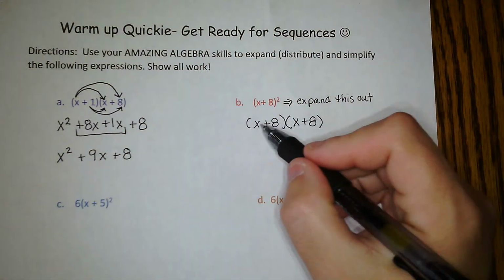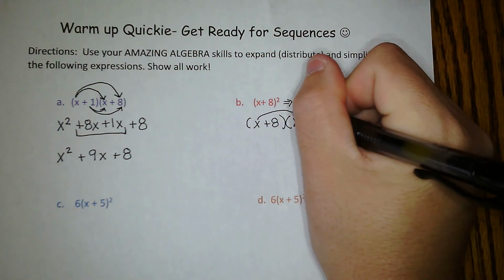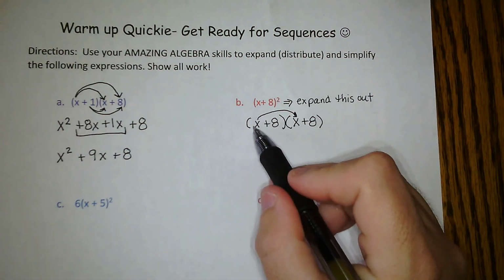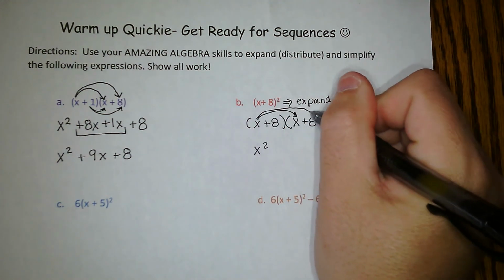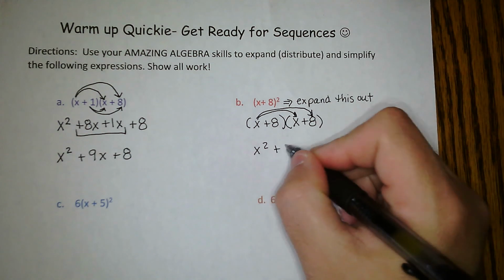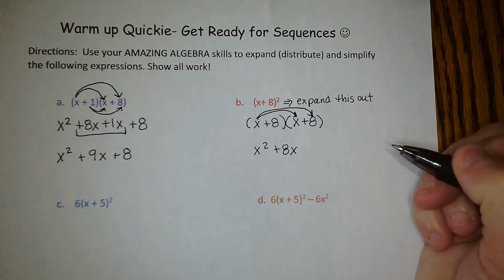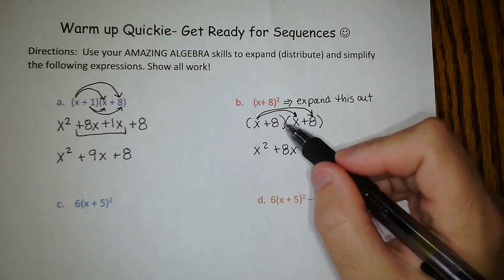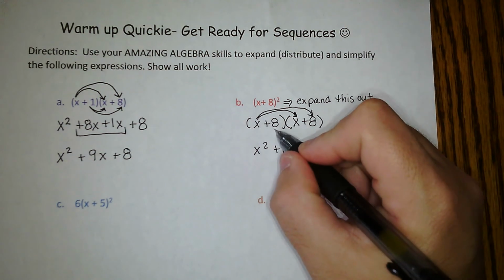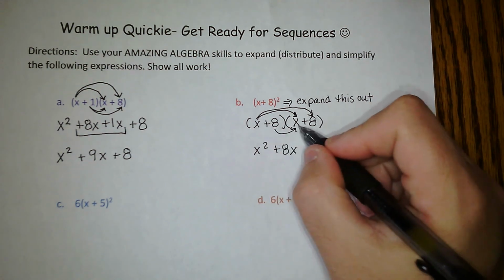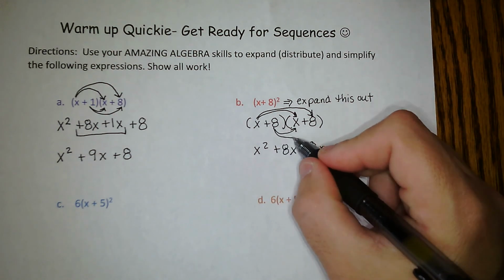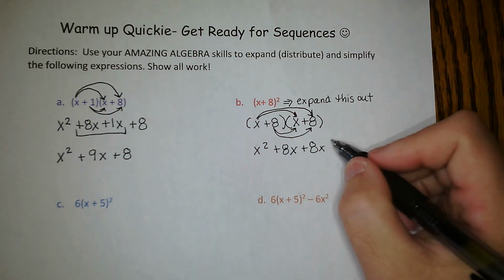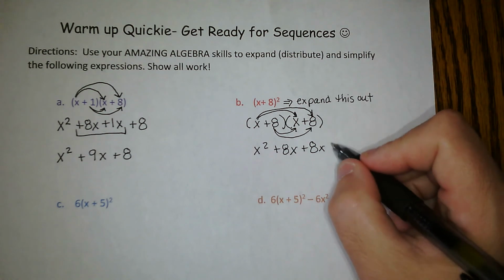Remember to start with your first thing, and we're going to distribute across the other set of parentheses. So we've got x times x and x times 8. Underneath, we're going to start with positive 8, and we're going to go under, and we're going to do 8 times x and positive 8 times positive 8 is positive 64. Remember, you're multiplying 8 times 8.